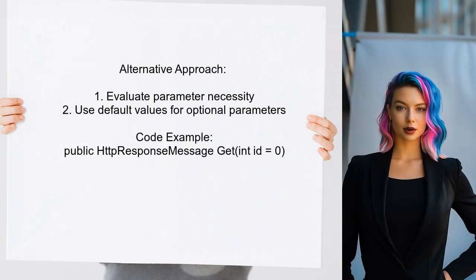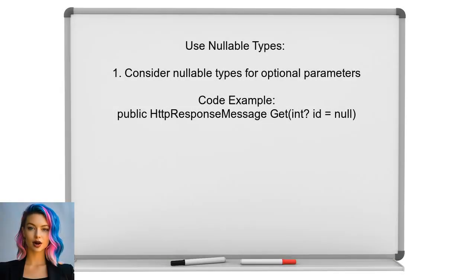An alternative approach suggests evaluating whether your parameter is truly required. If it has a sensible default value, you can make it optional in the API signature. For instance, setting an integer parameter like ID to 0 makes it optional in Swagger UI. If your parameter is not required, consider using a nullable type. This allows for more flexibility, especially if you want to handle null inputs differently.